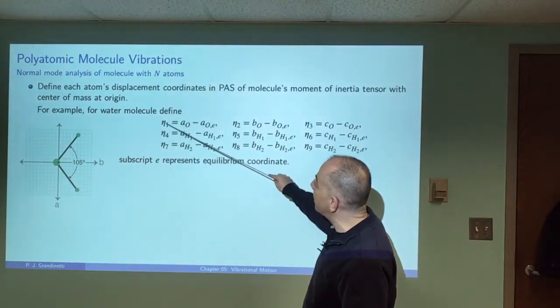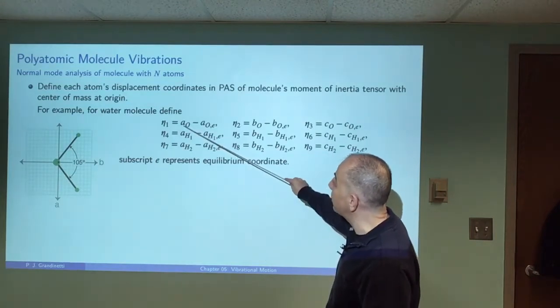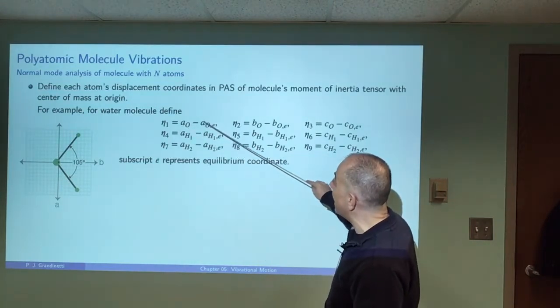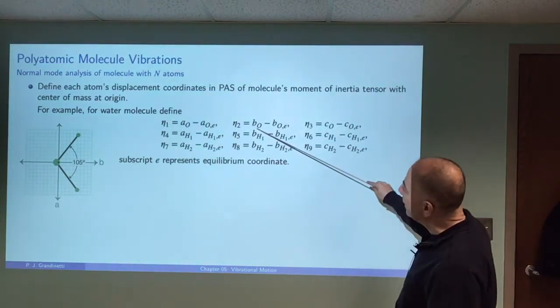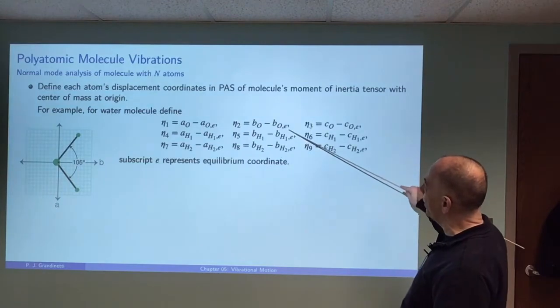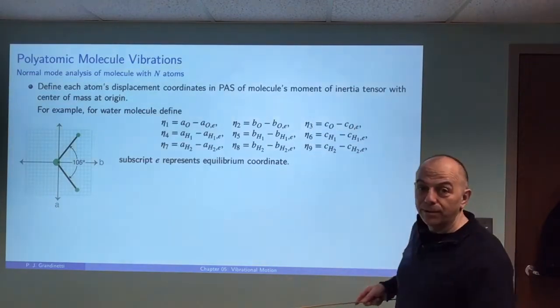And we're going to call that displacement η1, η2, and η3. And that's the deviation of the displacement along the A axis, so AO minus AO equilibrium. Displacement along B, BO minus BO equilibrium. And displacement along C, CO minus CO equilibrium.